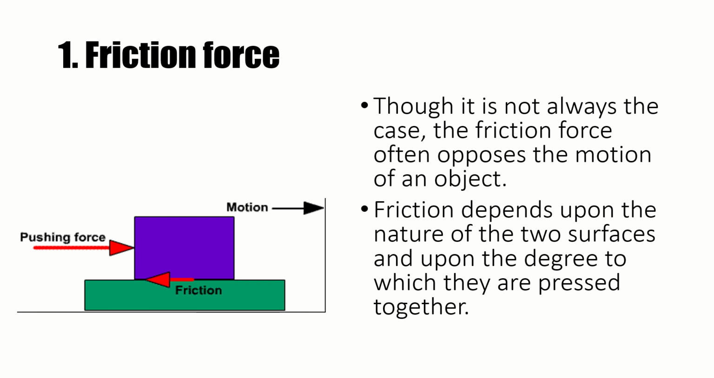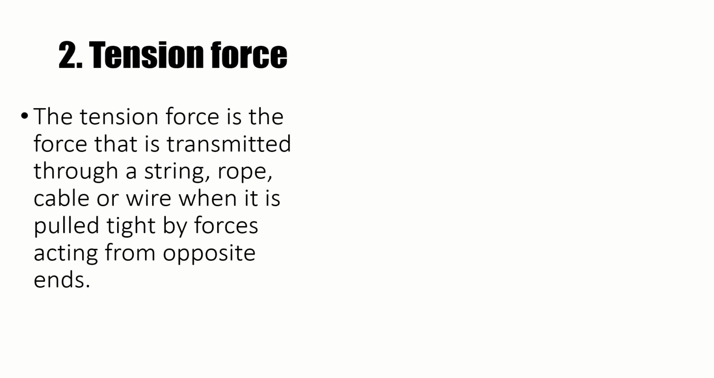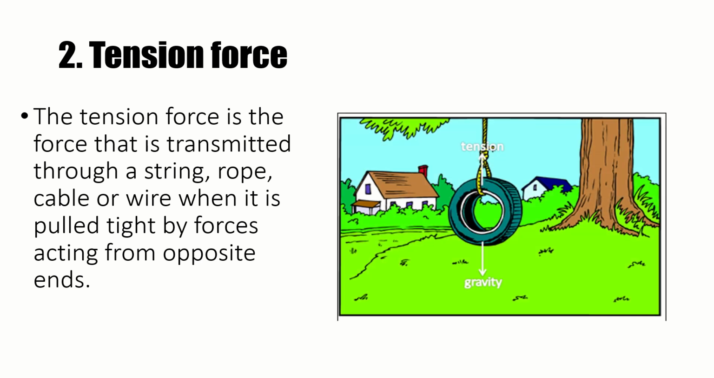Very self-explanatory. Next is your tension force. Now, tension force oftentimes is connected with a string, rope, cable, or wire when it is pulled tight by forces acting from opposite ends. So, as you can see here, there's a wheel, goma, attached by a rope, and since it's hanging, the tension force is with the rope, while the weight of the wheel is going downward. Okay? So, yung tension force ay nasa rope or string.